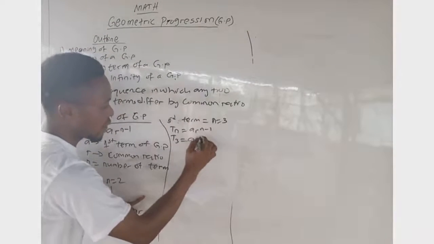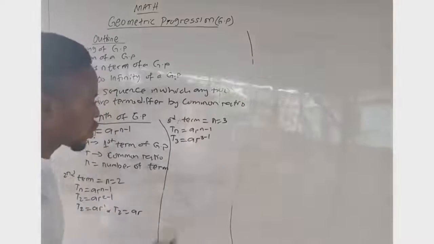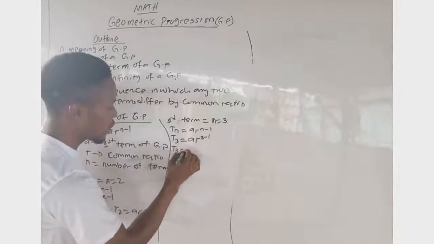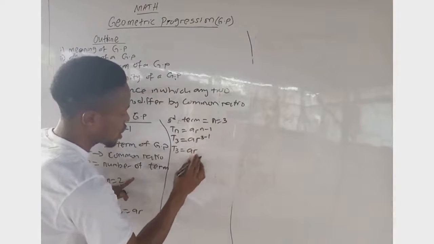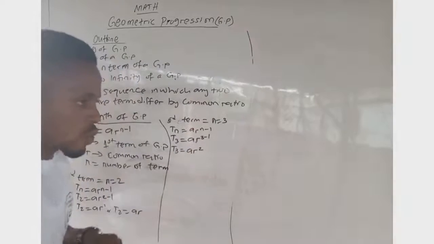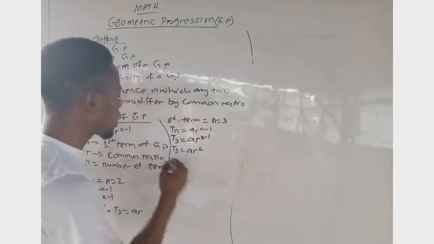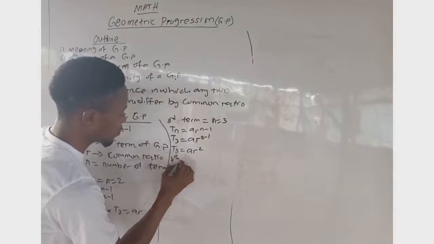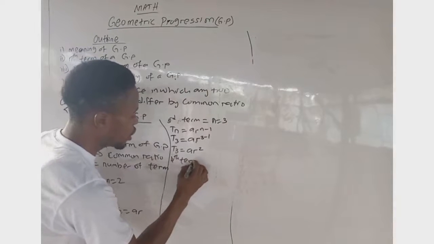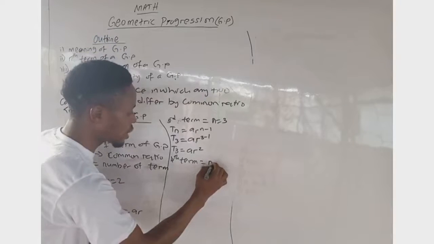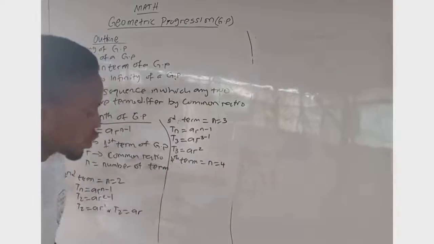our n here, we have 3 minus 1. So 3 minus 1, we have 2. So now therefore, our T3 now is equal to a r raised to the power 2. So this is the formula to calculate the third term of GP. So if we were to calculate the fourth term of GP, our n is equal to 4, because the number of the term is 4. So now n is equal to 4.